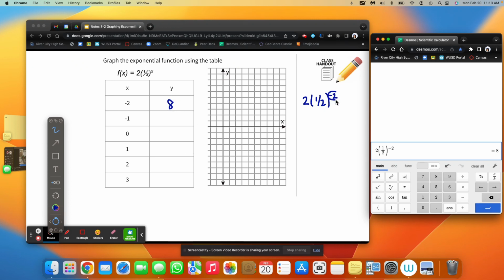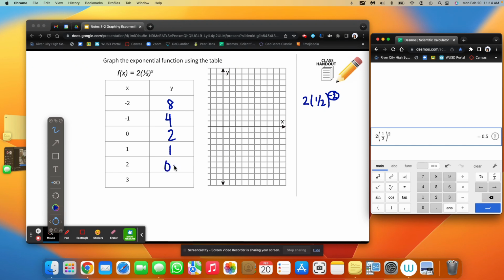Now we're going to change this exponent, and we're going to plug in negative 1. Going here, we're going to change this to negative 1. We get 4. Now we're going to change the exponent to 0. We get 2. Now we're going to change the exponent to 1. We get 1. Now we're going to change the exponent to 2. We get 0.5. And lastly, we're going to change that exponent to 3. 0.25.